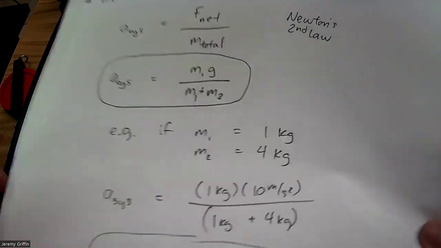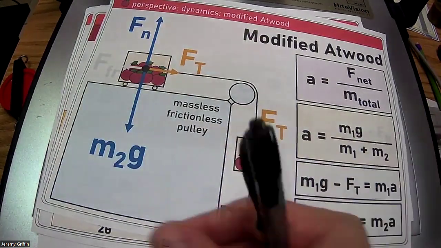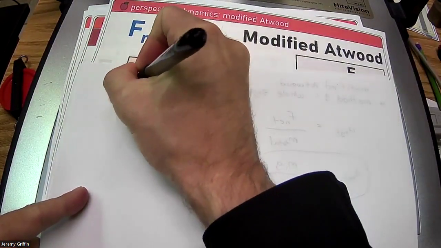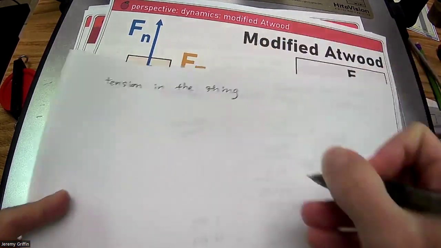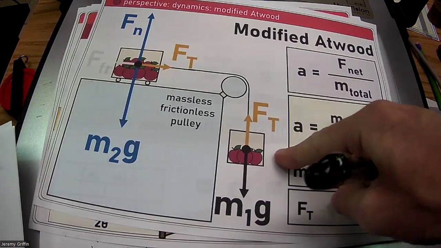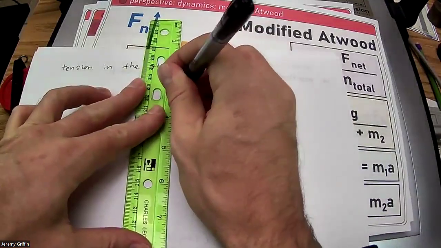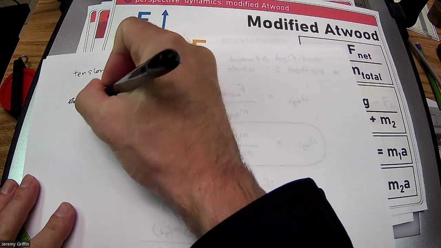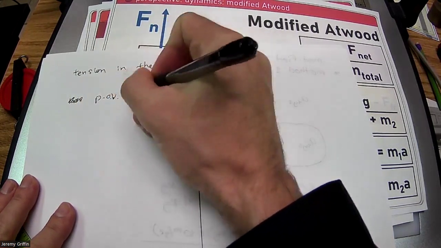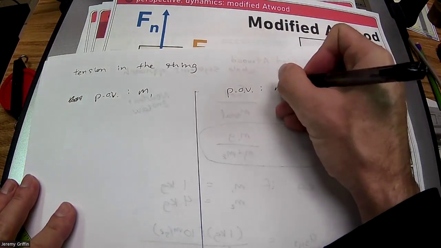How about the tension in the string? Now, for the tension in the string, you want to focus on one block or the other block, and it doesn't matter, they'll both give you the same thing. So let's say I pick this one right here, the hanging block. Here, I'll split my paper and do it both ways. I'll just call it point of view M1, and then later on we'll do point of view M2. Okay, how about that?